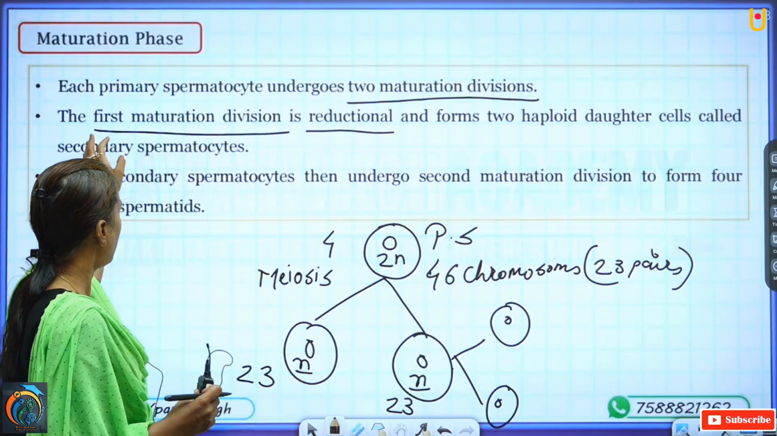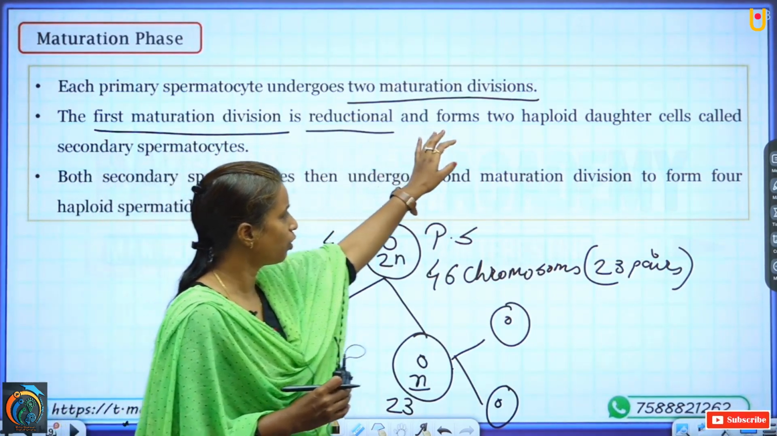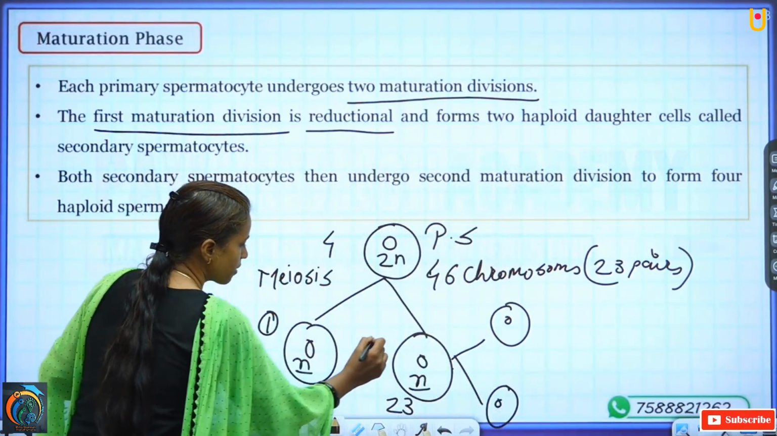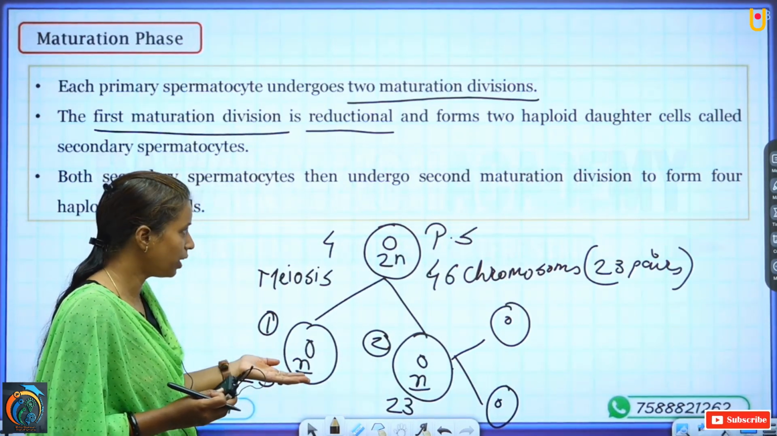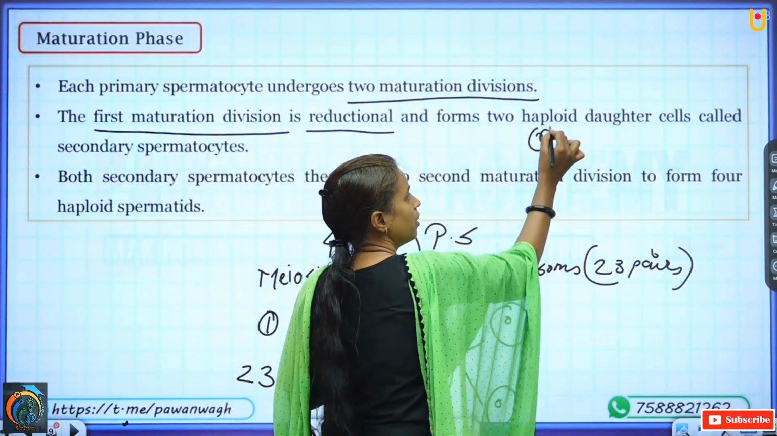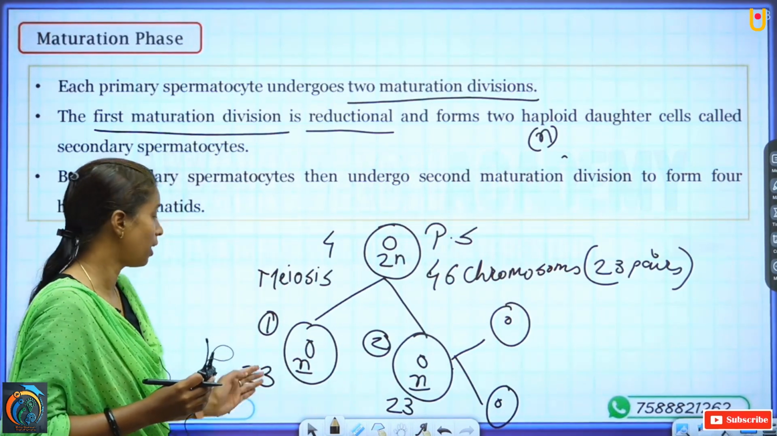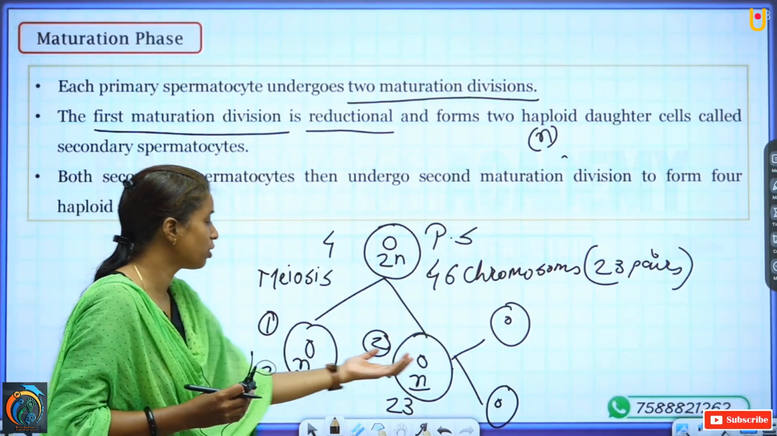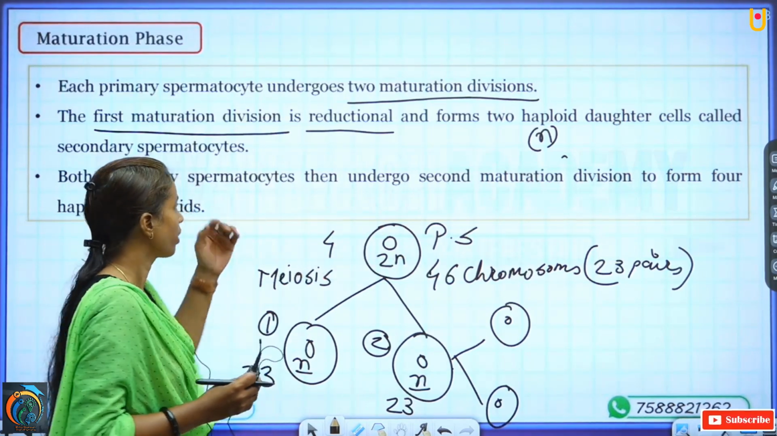Now after the first maturation division, the reduction is going on and they are forming 2 haploid daughter nuclei. See here, first and second, 2 haploid daughter nuclei are formed, having N condition. Haploid means N. Both of them are haploid, having 23 chromosomes, and we are calling them daughter cells of this primary spermatocyte.